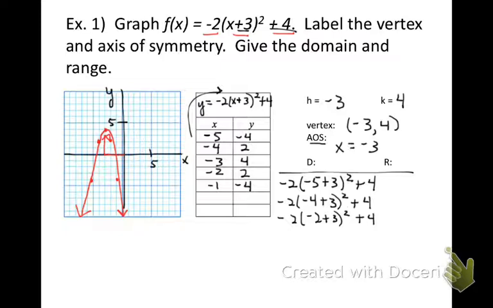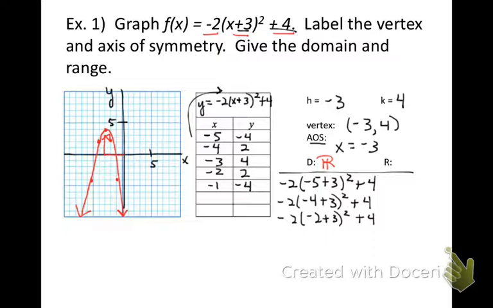Now the last thing is domain and range. So remember how I told you that the domain of a quadratic is all real numbers. So you can just write that symbol. It's a capital R with an extra leg. Now our range is going to be different.